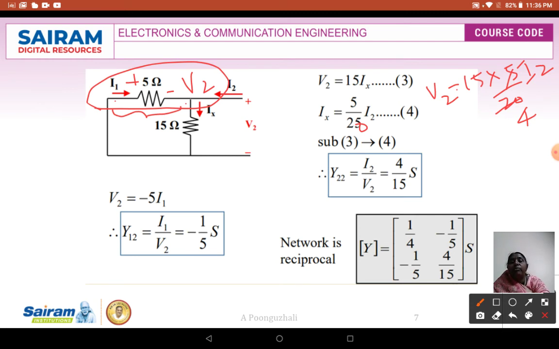It is going to be V2 minus 2 plus 5I1 is equal to 0. If I write KVL for this branch there, Y12 is equivalent to I1 by V2, that is minus 1 by 5 Siemens.